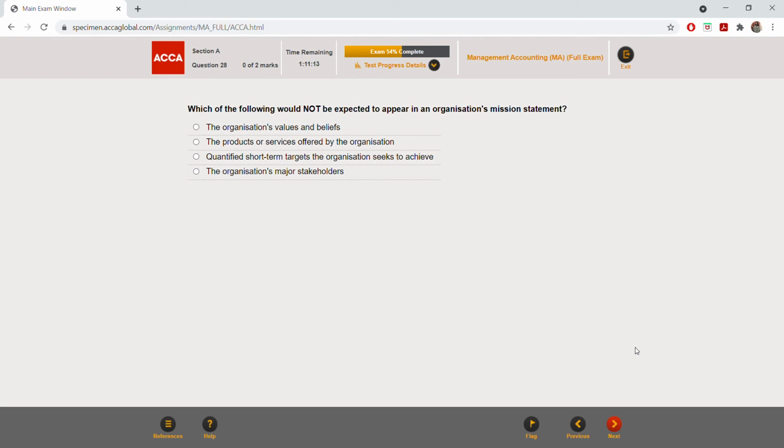Which of the following would not be expected to appear in the organization's mission statement? The organization's values and beliefs, products or services of the organization, quantified short-term goals the organization wants to achieve, and the organization's major stakeholders. Okay, which one is it? It is the quantified short-term target.